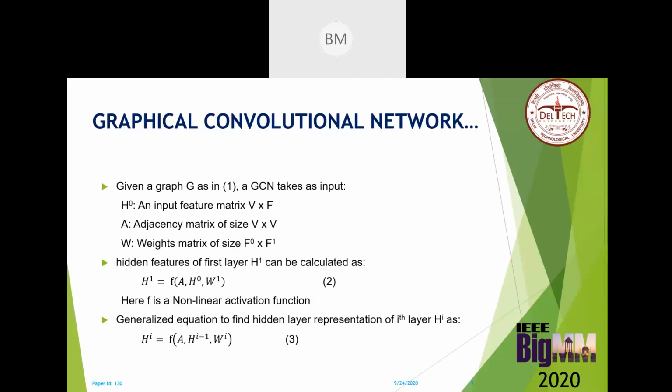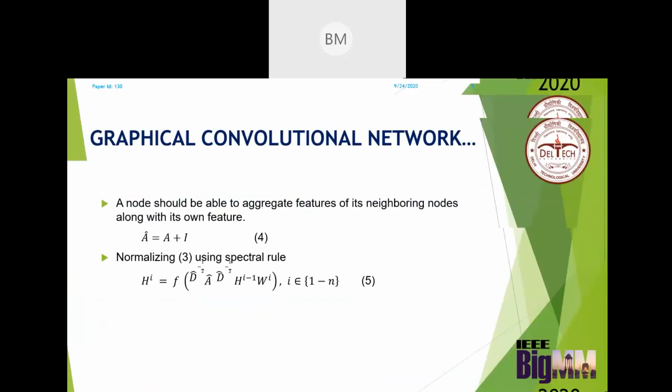output feature representation. So to get the feature representation of the first layer, we could model a graph as a nonlinear function of H0 and W1. Generalizing this equation further, for the ith graph convolution layer, it is a nonlinear activation function of the input hidden feature representation of the (i-1)th layer and the weight matrix of the ith layer. So now that we have a graph convolution layer in place, let's talk further about it.